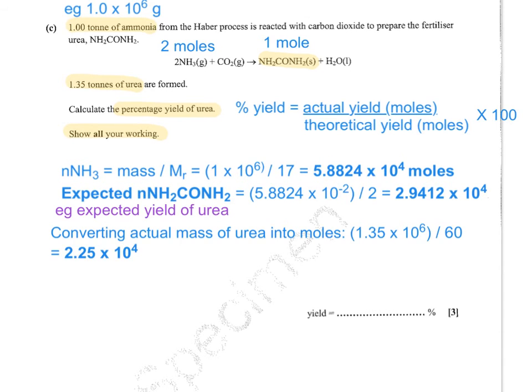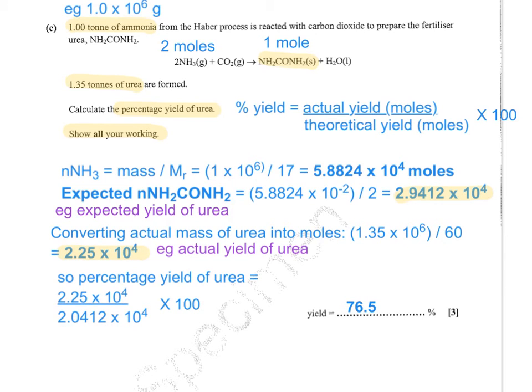So what I meant to say is converting the actual mass of the urea, the 1.35 tonnes, into moles. So what I want to do is be able to express this as a percentage of this. So you've got the actual yield of urea at this point now. So we divide one by the other, multiply by 100, to get a percentage yield, and it's 76.5.